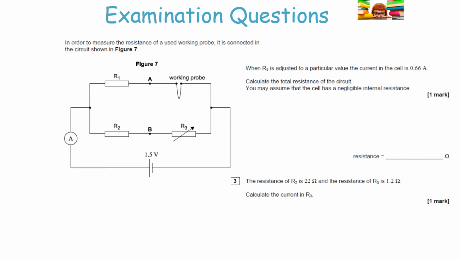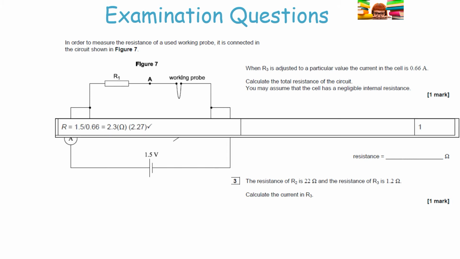Right, so first thing, what do we know? Okay, we know that R is equal to V over I. You've been given I in the question, 0.66 amps. You've been given V, 1.5 V, so you can work it out and you get 2.3 ohms. The hint would always be it's a 1 mark question, so it's not going to be needing many calculations to work out the answer. Now the next one, calculate the current in R3. Now it's important to note that we can use V equals IR.